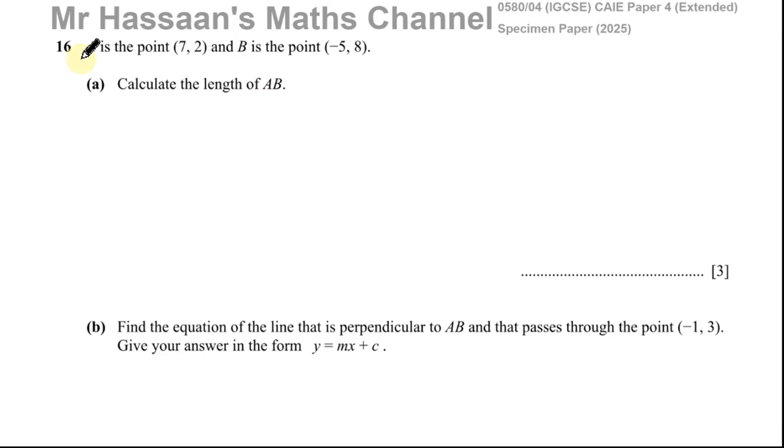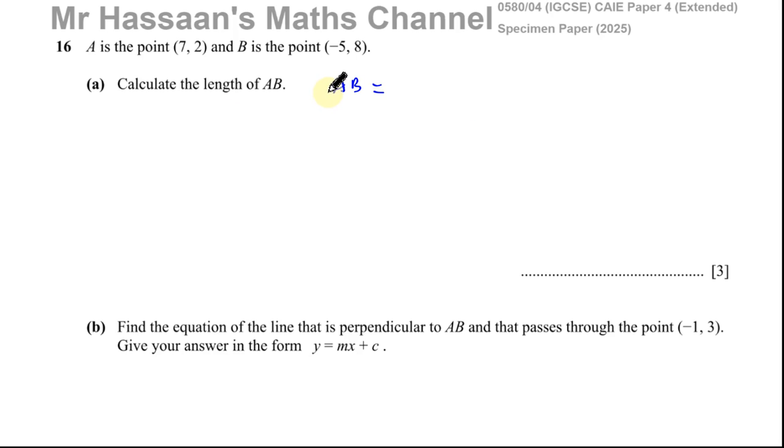So here we're told about points A and B, and we're given their coordinates (7, 2) and (-5, 8). And we've got to calculate the length of AB. It is a very straightforward question, and most of you will have memorized the formula for this, okay? And you simply do the following. Now, I'm going to try to explain it in a way which you can visualize what we're going to find.